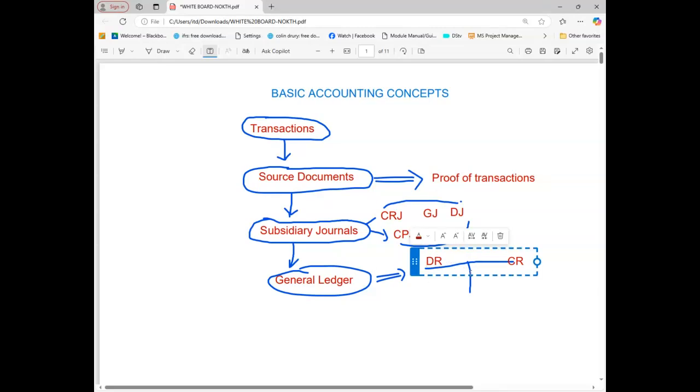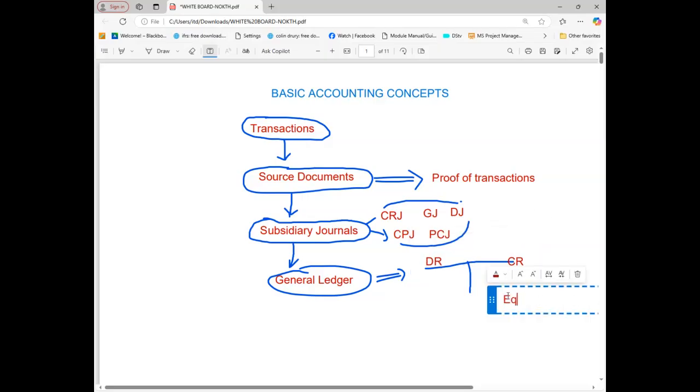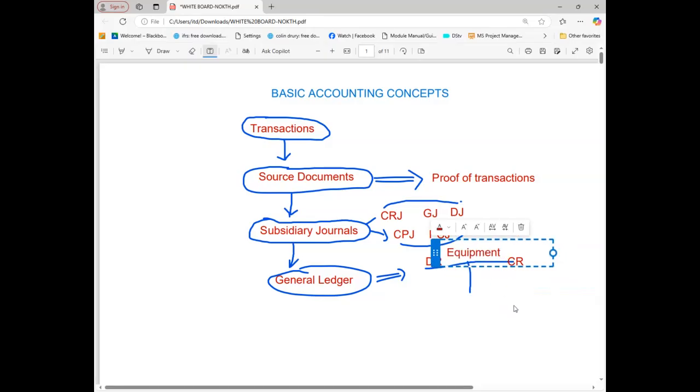And normally here you can open, let's say for example, equipment. Okay, you can open equipment and then something like this. Don't you remember doing something like this? I do remember. Yes, so this is what we call the general ledger.